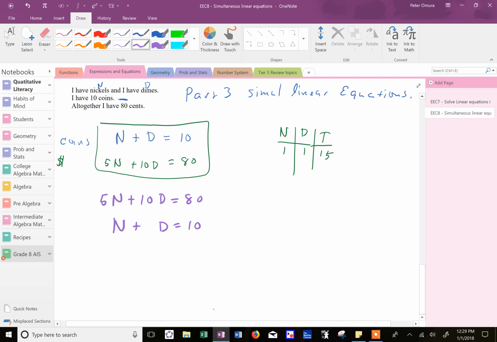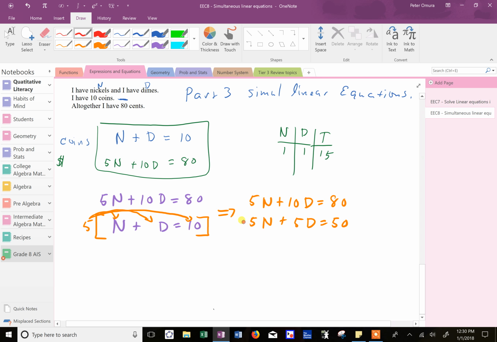Now, my ultimate goal is to get rid of one of the variables. So I see that nickels are smaller. So what I'm going to do is multiply this entire bottom by 5. And I'm going to use the distributive property, and multiply everything by 5. And when I do that, the top equation stays the same. 5n plus 10d equals 80. Nothing changed there. But down here I get 5n plus 5d equals 50. And that's because I just multiplied the entire bottom by 5.